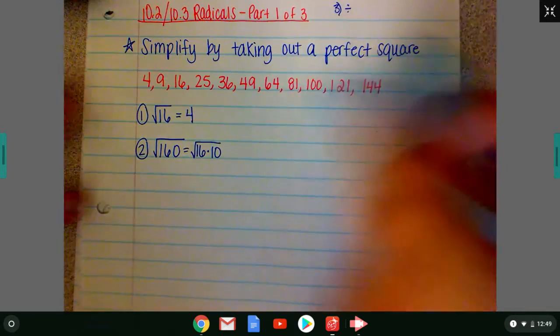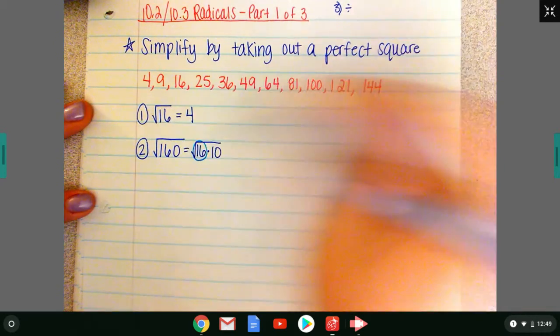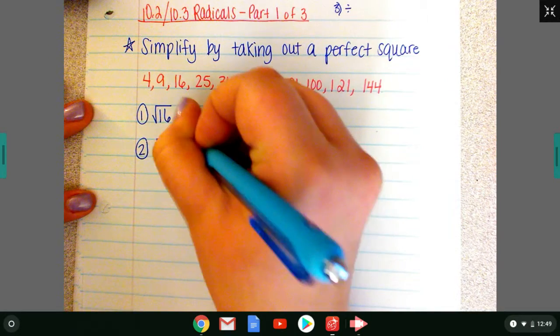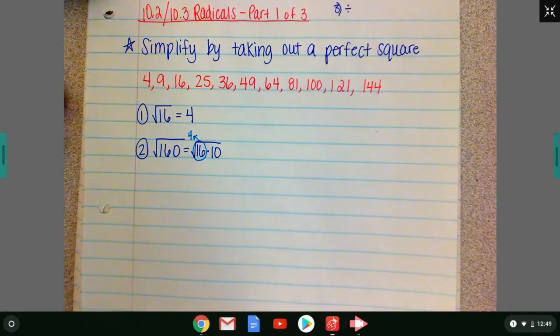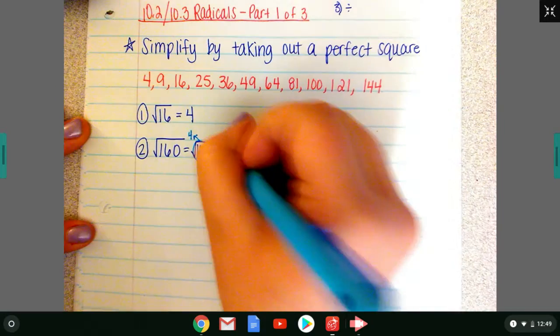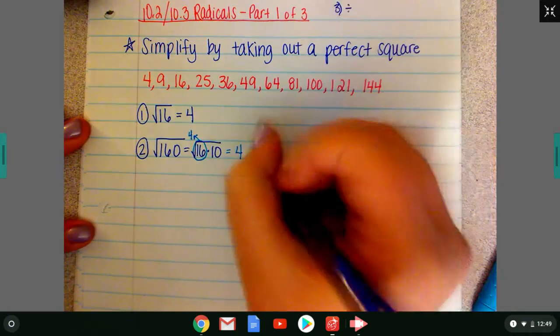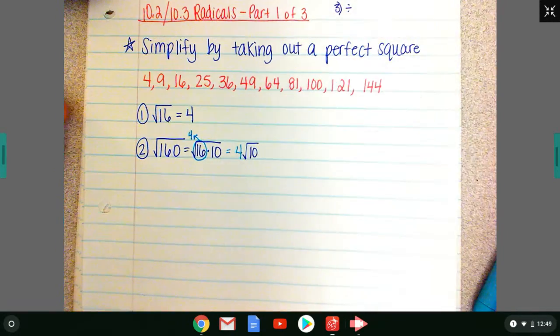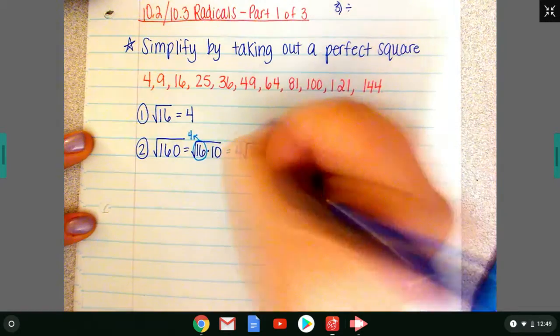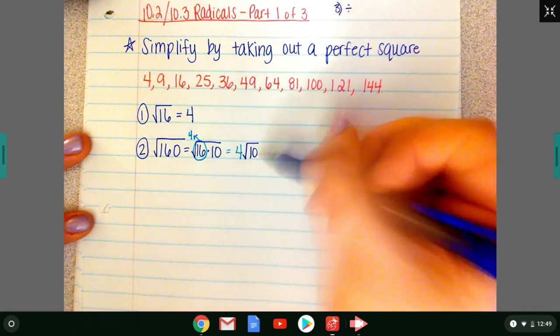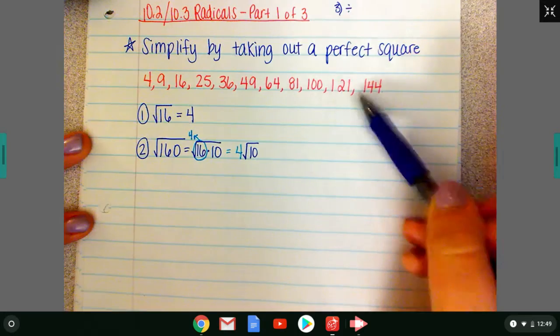And we know the square root of 16 is 4. So this is actually a 4, and it's going to come out of the radical and be a 4 on the outside. So this is really 4 root 10. And I know I'm all done here because the 10 that's on the inside can't get simplified anymore. There's nothing on this list that goes into 10.